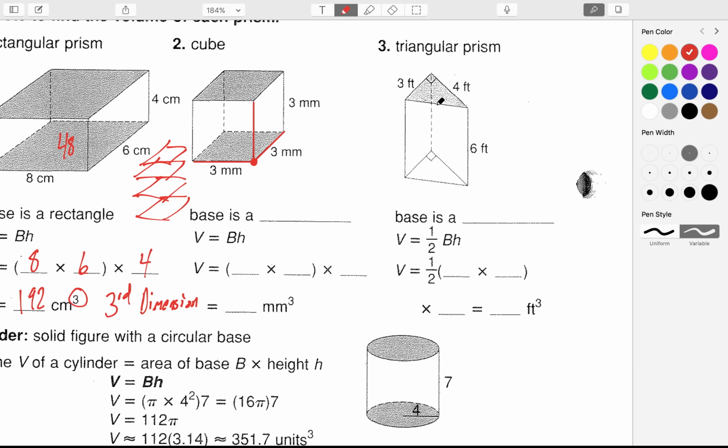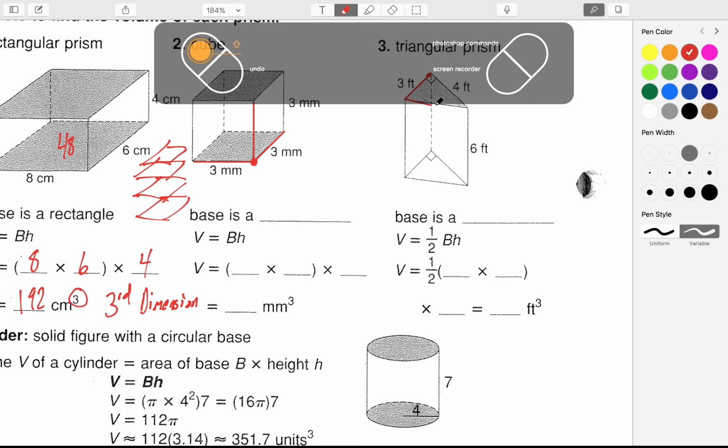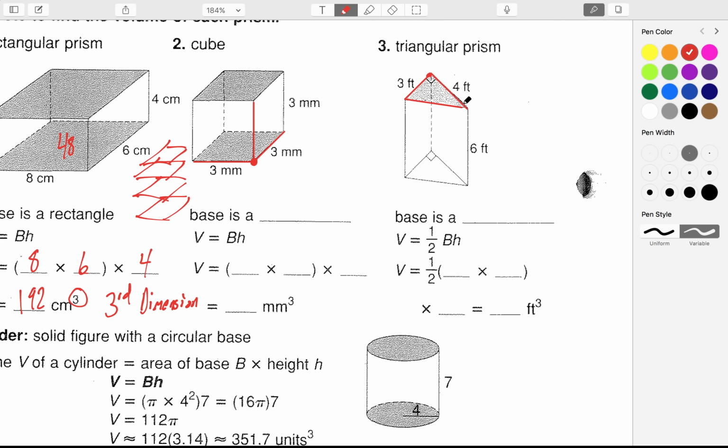Now, on here, it's the same kind of process. What you want to do is find the area of just this triangle, and then think of stacking it. Now, when you're stacking it, you're just multiplying by your height. So the area for this would be 3 times 4, so half base times height. Your base is going to be 3. Your height is going to be 4.